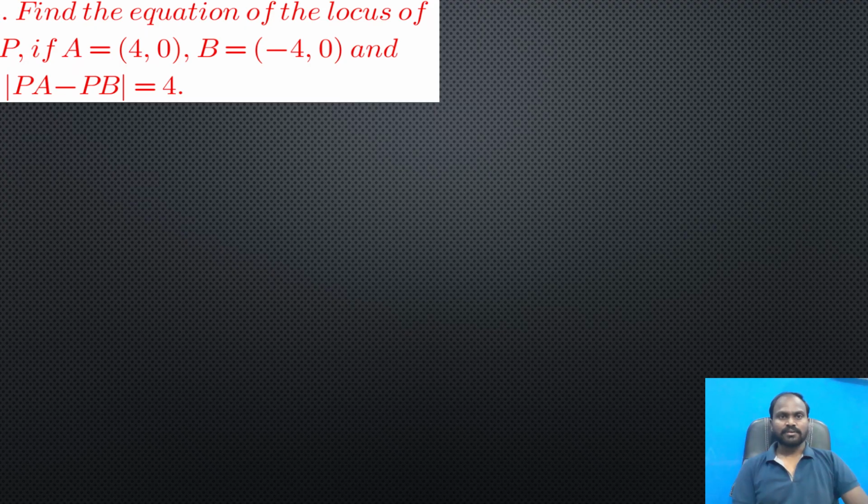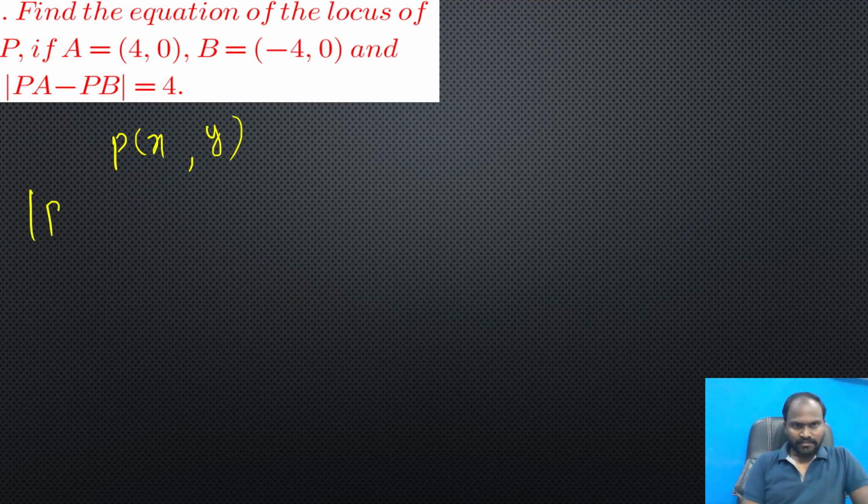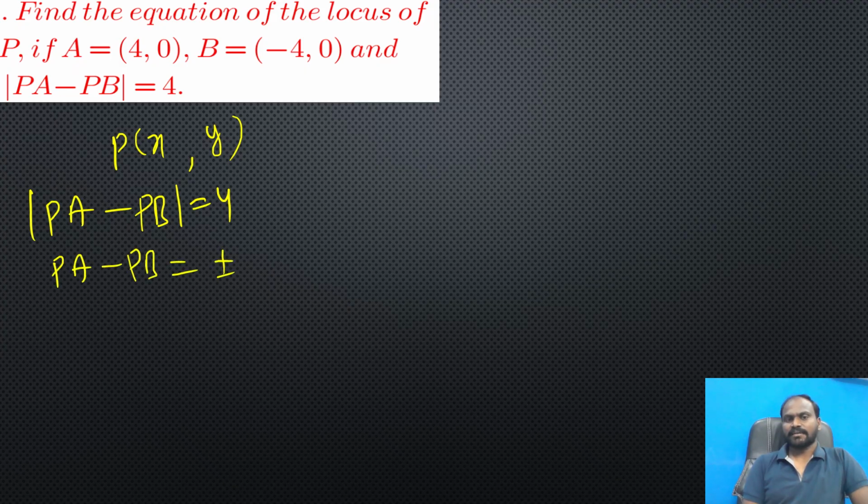Find the equation of the locus of P. Yeah, so again they have given some condition. Let us assume P is some x comma y. Before that, modulus of PA minus PB is equal to 4, they said. That means we can say that PA minus PB is equal to what? Plus or minus 4. Right?